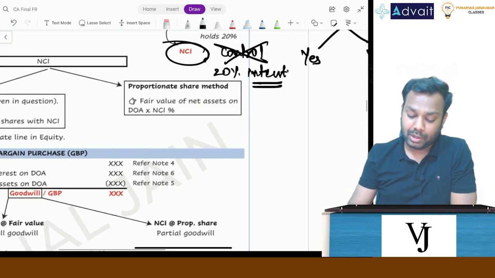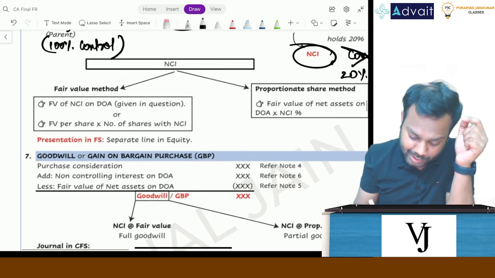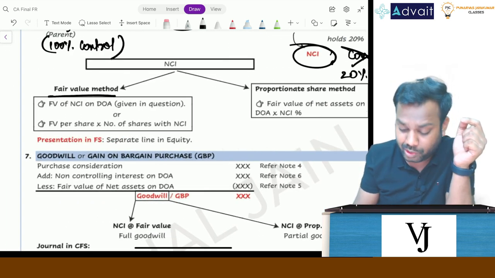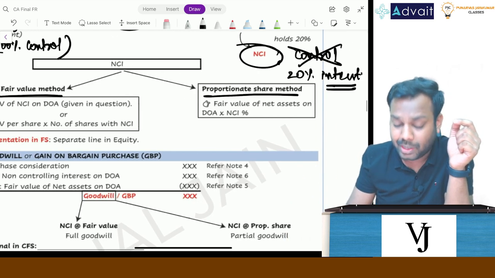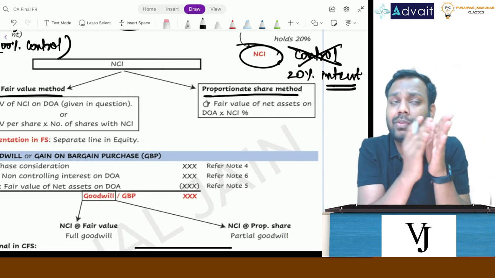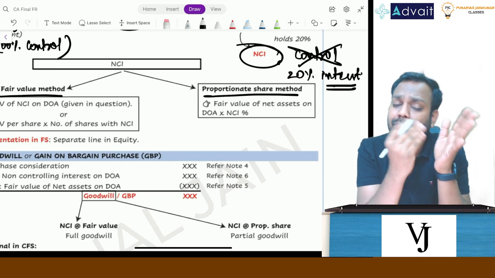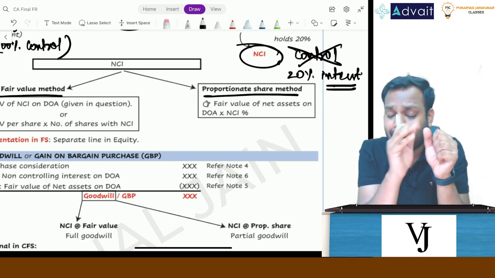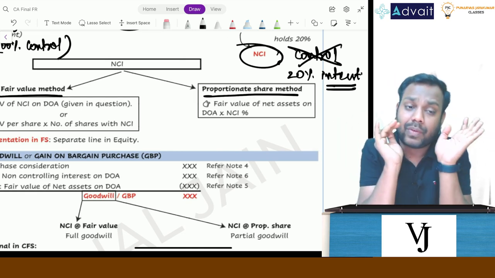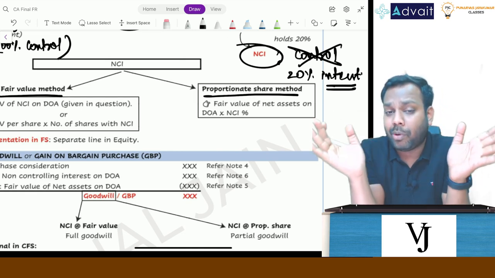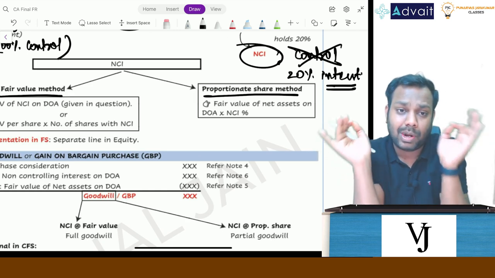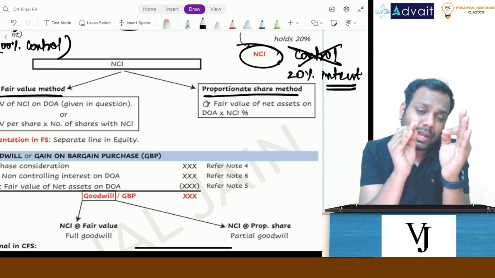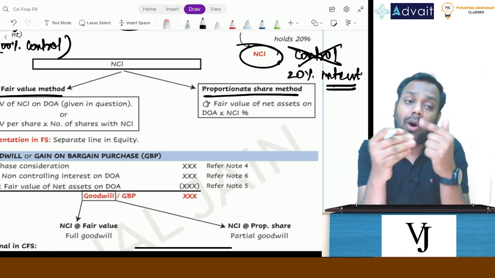Now, non-controlling interest can be measured at fair value on the date of acquisition or at the proportionate share method on the date of acquisition. See, the difference in NCI measurement is only on the date of acquisition. Subsequently, both methods are the same. So on the date of acquisition, either you measure it at the proportionate share method or at fair value.